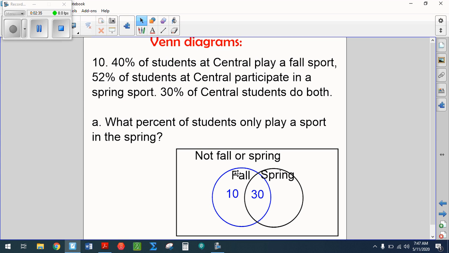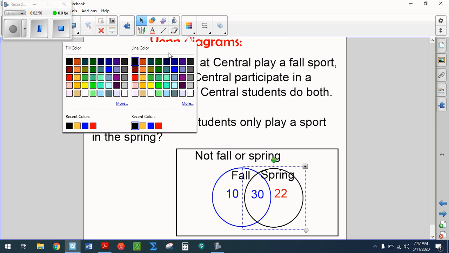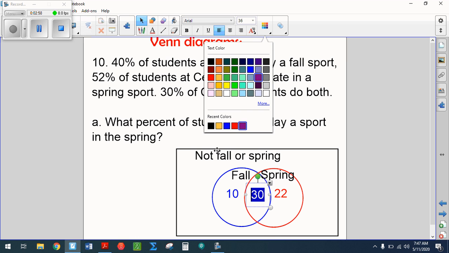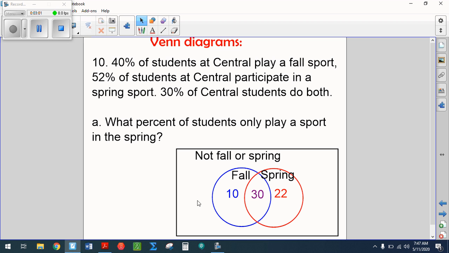In my spring circle, I have 52 play spring. So if I already have 30 in the spring, this is going to be an additional 22. Make my spring circle red. And again, I have this 30. This has to be blue and red. So I'm pretty creative, you know, basic art. So we're going to call that purple. So the 30 purple is in between blue and red. So I have 40 total in the fall. I have 52 total in the spring. I have 30 that play both.